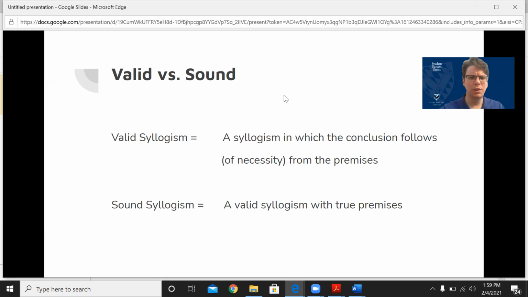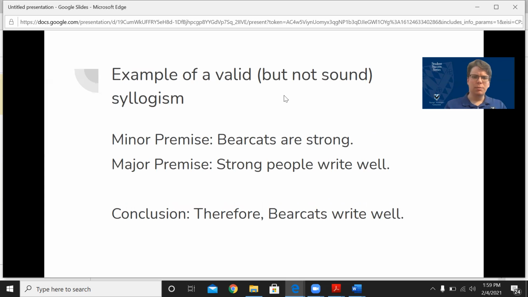Sound syllogisms are those which are valid, but also contain true premises. You can have a valid syllogism that is untrue and therefore unsound. The example here provided by Dr. Crom is as follows. Minor premise, bearcats are strong. Major premise, strong people write well. The conclusion is, therefore, bearcats write well.